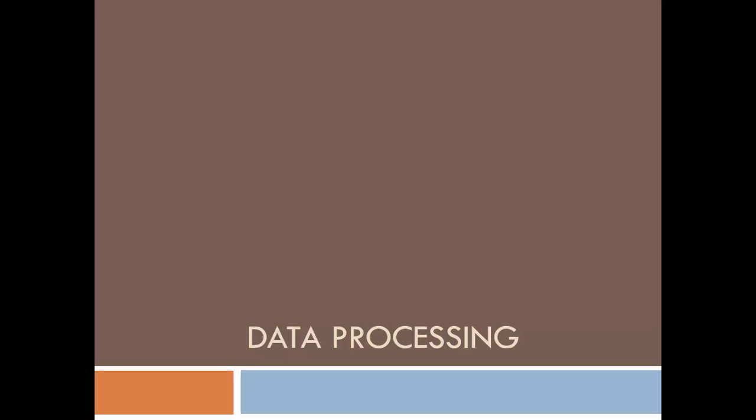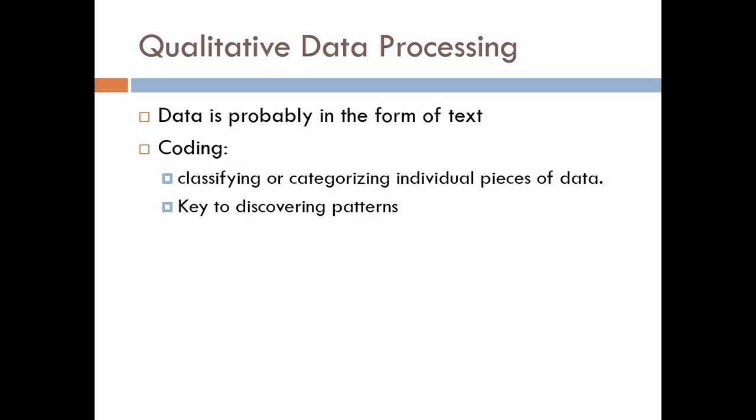Okay, this week we're going to start 2 weeks of talking about data processing. And the first part we're going to talk about is what to do when you have qualitative data. So let's say you've done interviews and maybe you tape recorded them and then you transcribe them. So you type them all out, so now they're in the form of text. What we do in qualitative data processing is called coding, and that's the process of classifying or categorizing these sentences, this data, into key patterns or themes.